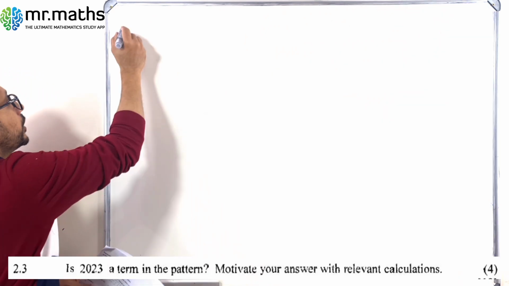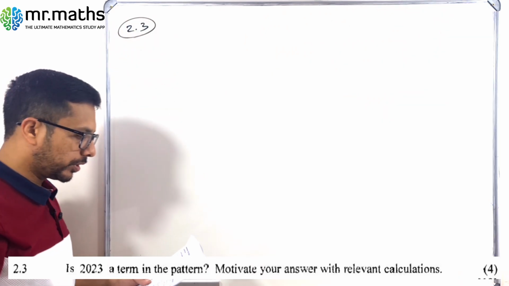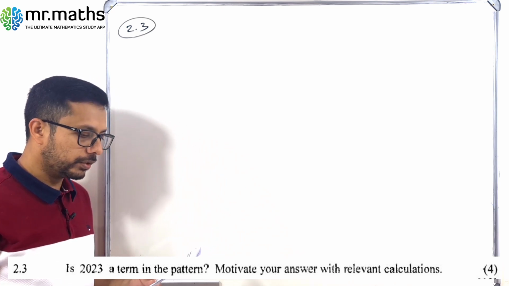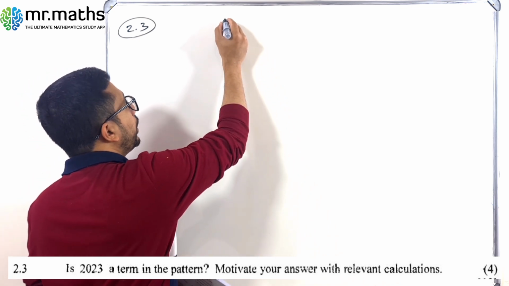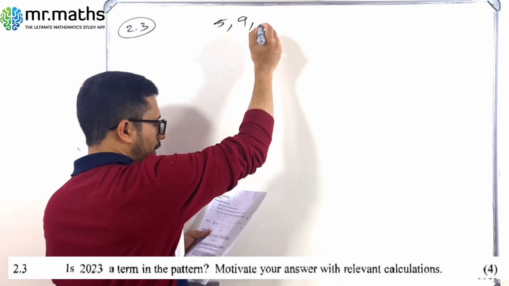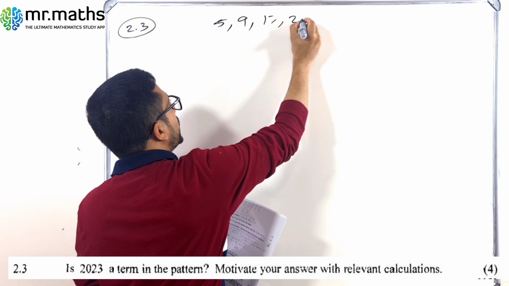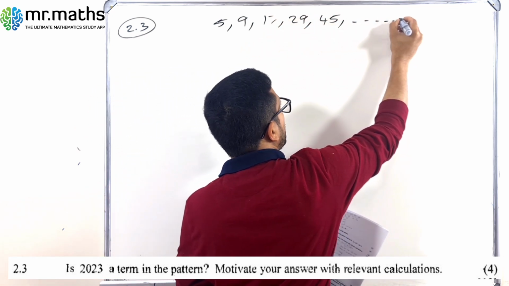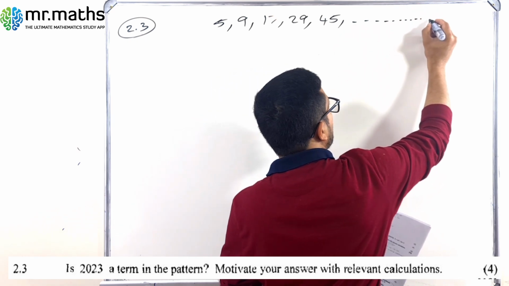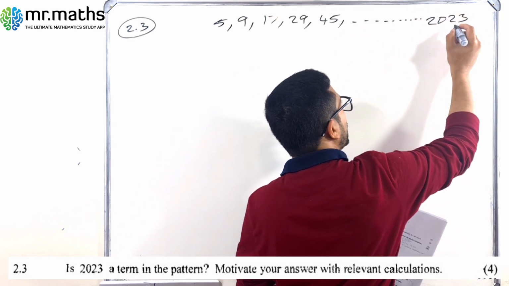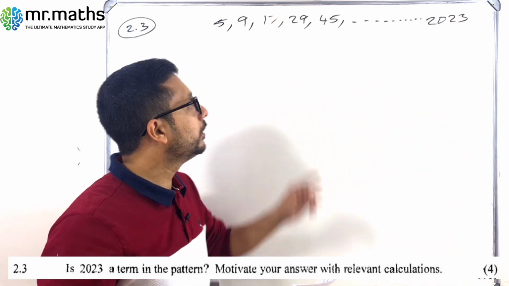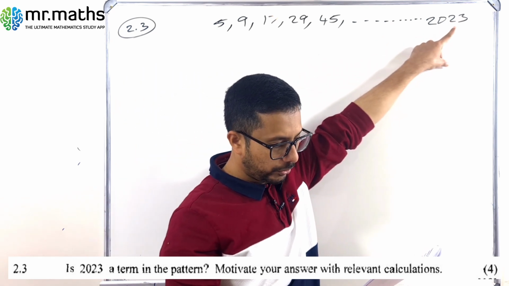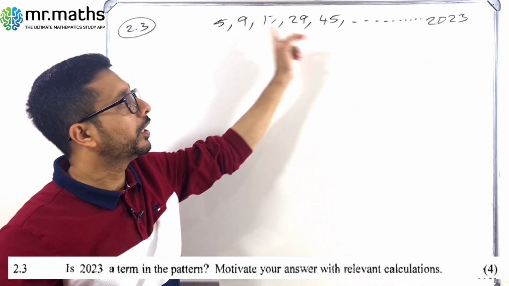Okay, let's move to the next question, 2.3. What is that question? Is 2023 a term in the pattern? Motivate your answer. So what is our pattern? 5, 9, then 17, 29. We know it, next one is 45, 65, etcetera. Now they are asking, is 2023 a term in this pattern or not? That's what you want to find.